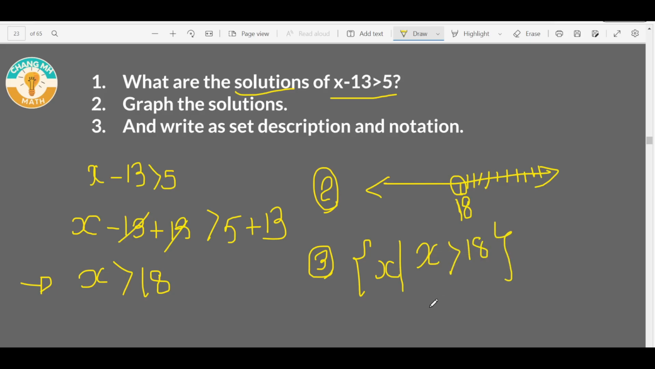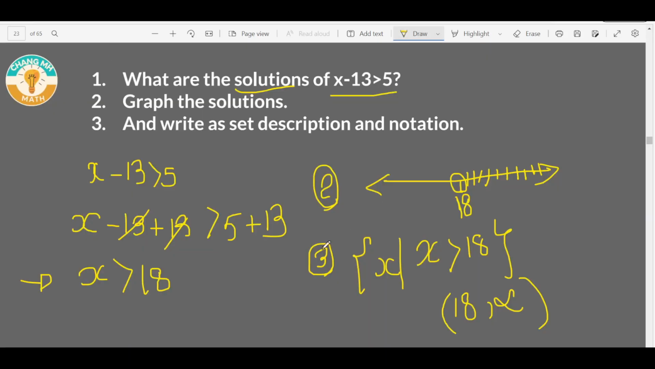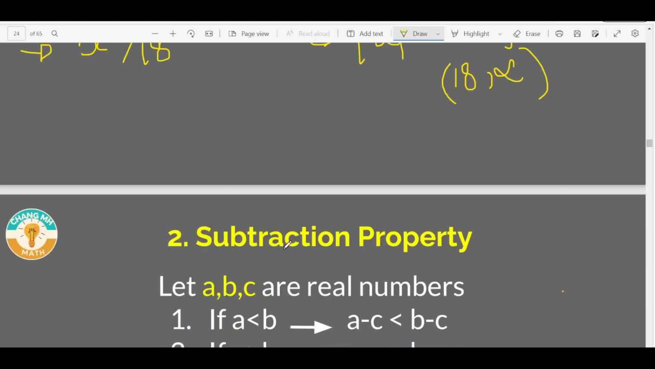And how about interval notation? The notation is simply that the value of x is from 18 to plus infinity. There is no equal sign, so you have to use round brackets, and for infinity, you also use round brackets. So this is the notation. Alright, so it's quite easy, right? What you need to remember here is that whenever you add a number to both sides, the sign will not change. Greater than or equal will remain greater than or equal, and if it was less than, it will just remain less than. And so let's look at the subtraction property.